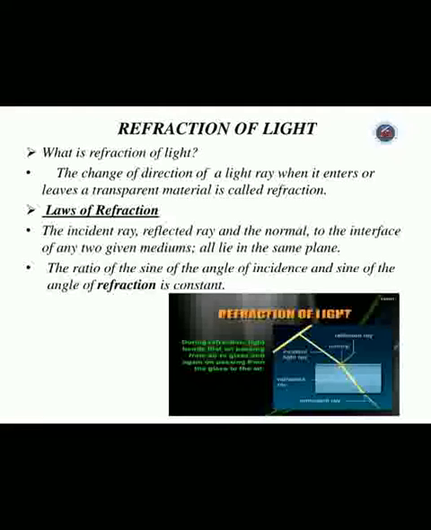Point number 1. The incident ray, refracted ray, and the normal to the interface of any two given mediums all lie in the same plane, as you can see in the diagram given below. The ratio of the sine of the angle of incidence and the sine of the angle of refraction is constant, as you can see in the diagram, and you may follow it accordingly.